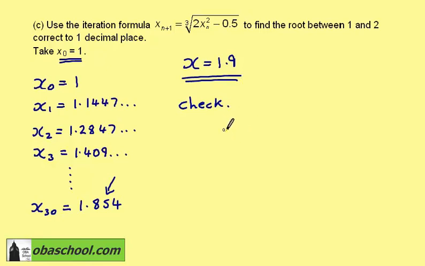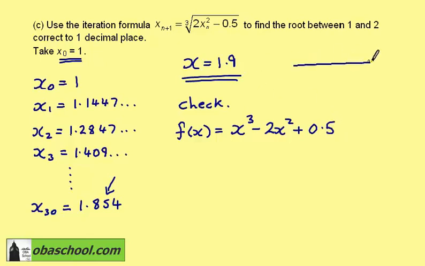The checking process should always happen. We know that f of x is x cubed minus 2x squared plus 0.5. We're saying the root is 1.9 to one decimal place. So if we look at 1.85 and 1.95, the range within which numbers round to 1.9, then we should see that the root is in this interval.